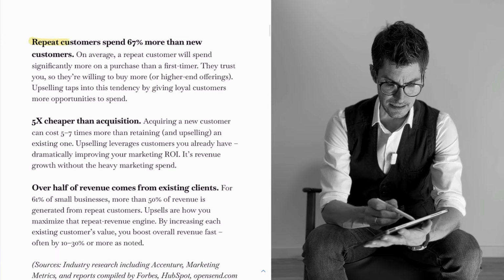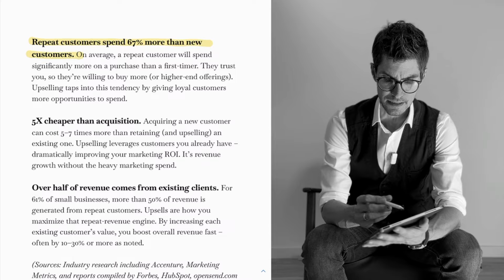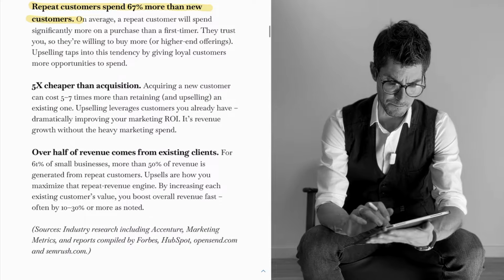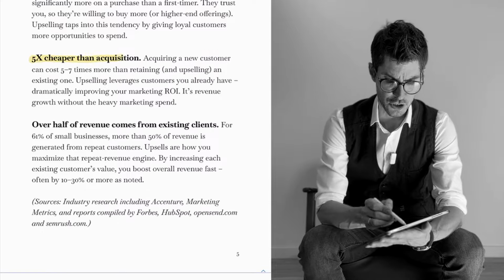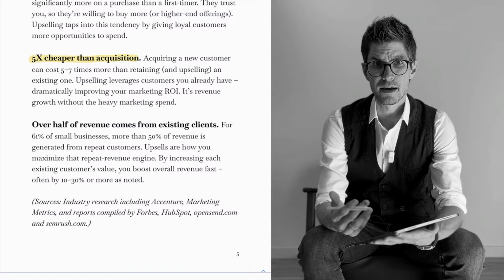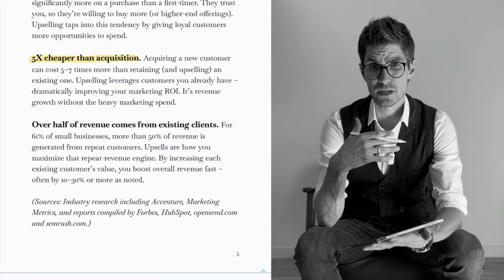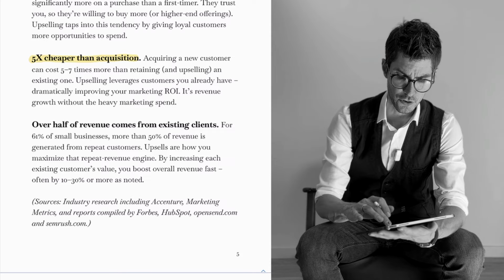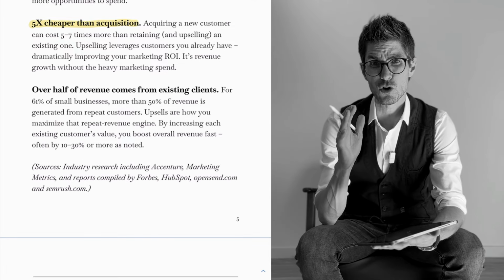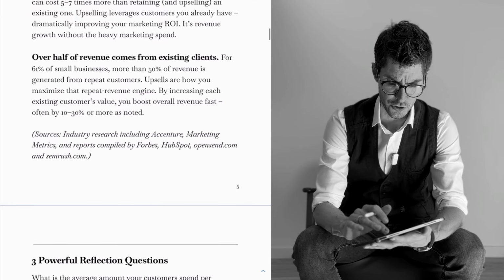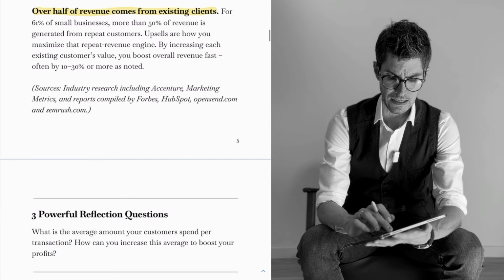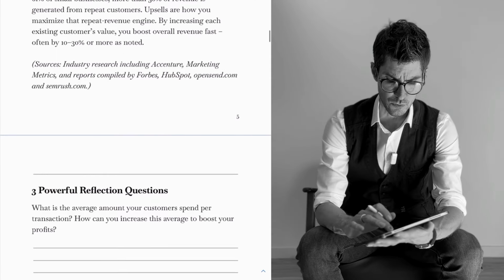Repeat customers spend 67% more than new customers because they trust you and they value you. They are 5 times cheaper than acquisition. Of course you still have to do some marketing to existing customers as well, but it's much cheaper. The return on investment, of course, is nothing compared to the first purchase, and half of revenue in general comes from existing clients. So these are just the numbers and the research.